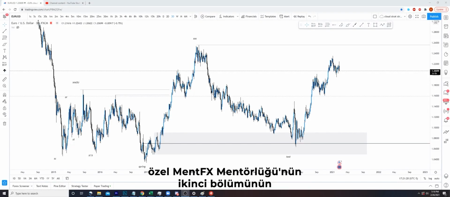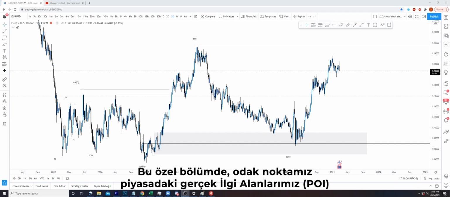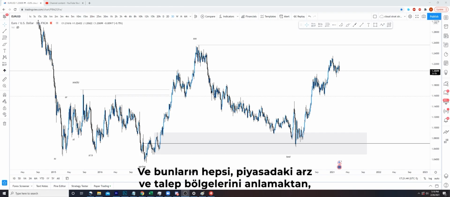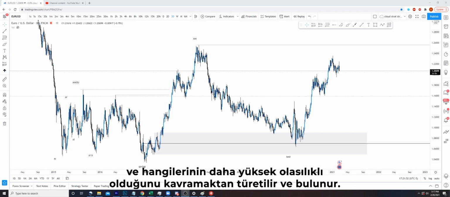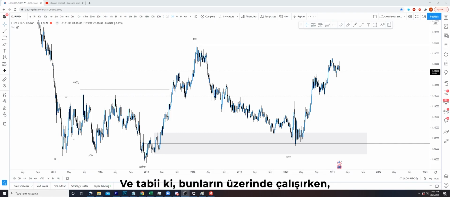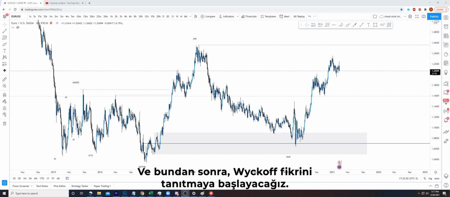Hello and welcome back to the first subsection of the second section of the private MentFX mentorship. In this specific section, the focus is going to be on our actual POIs in the market. And these are all derived and found from understanding supply and demand zones in the market, how they form, why they form, how to find them, which ones are higher probability. And then, of course, as we work through them, we will see how we partner them with our potential idea of structure. And after that, we will start to introduce the idea of Wyckoff.